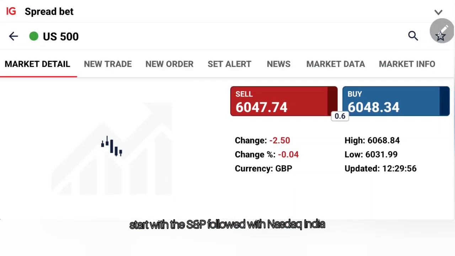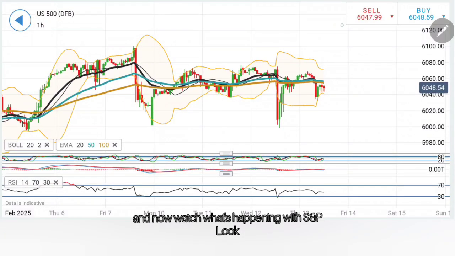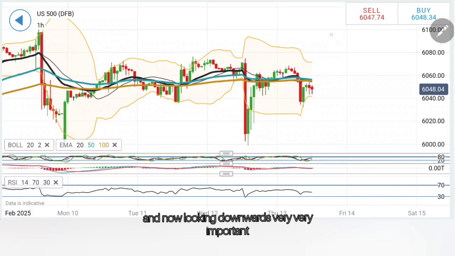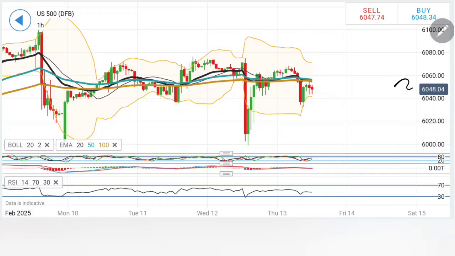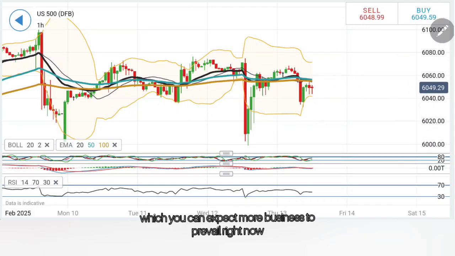Let's first start with the S&P, followed by Nasdaq in the end. Now, what's happening with S&P? Look at this, beautifully lower highs are seen here. After the single vertical drop, it has retraced, then higher lows, it retraced, and now it is looking downwards. It is very, very important now for it to trade below the 6040, 6030 zone. That is a good zone below which you can expect more bearishness to prevail.